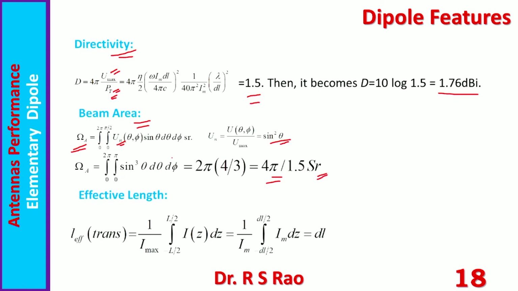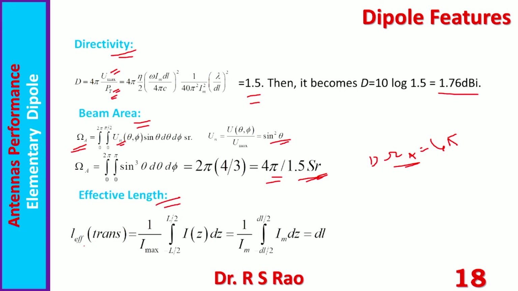Without doing all these calculations also, one can find beam area. How? Directivity and beam area, this product is always 4 pi. So omega A is equal to 4 pi by D. D is 1.5, we have already known. So one can avoid all these calculations and directly write down the value of beam area.